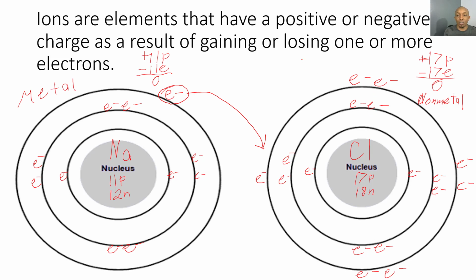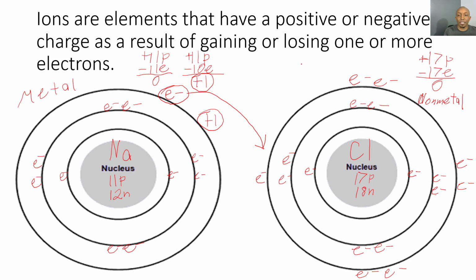Now let's go ahead and take a look at what happens. Sodium had 11 protons and it had 11 electrons, but now since it lost an electron, it only has 10. So I've got 11 protons and 10 electrons. I have 1 more proton than electron. That's what gives it this plus 1 charge. So now sodium has a plus 1 charge because it actually has 1 more proton than electron.